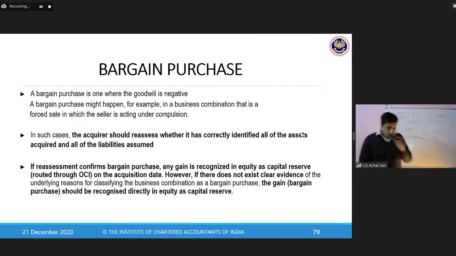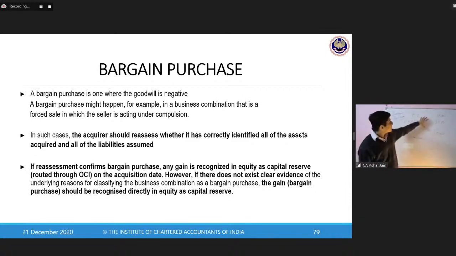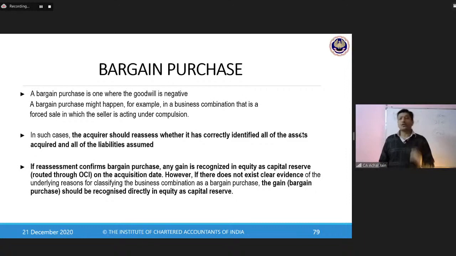Now, considering that this bargain purchase situation has to be rare, standard says that because we know that this is something which will happen when the seller will be under stress, when the seller will be under some sort of compulsion to enter into this transaction. Therefore, whenever we get negative goodwill, whenever we get this situation, we should reassess. We should reassess means we should reassess this PP exercise to check, are we really getting a bargain purchase or not?